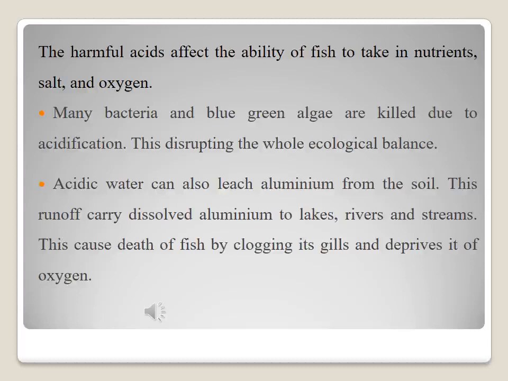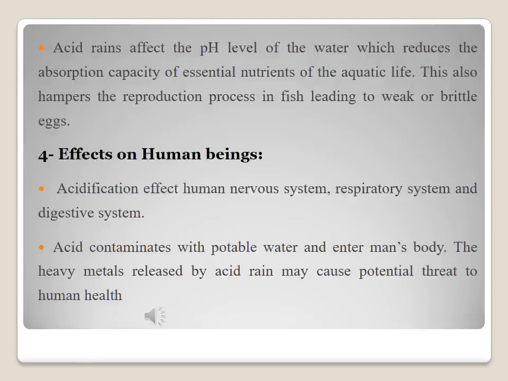Acidic water can also leach aluminium from the soil. This runoff carries dissolved aluminium to lakes, rivers, and streams, causing death of the fish by clogging its gills and depriving it of oxygen. Acid rain affects the pH level of the water, which reduces the absorption capacity of essential nutrients of the aquatic life. This also hampers the reproduction process of the fish, leading to weak or brittle eggs.